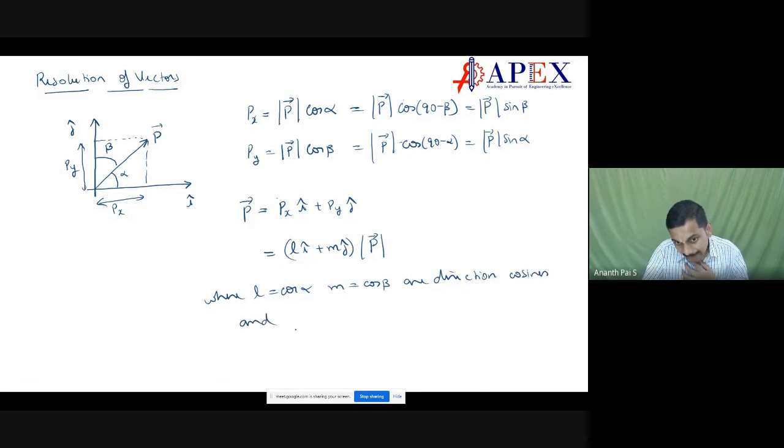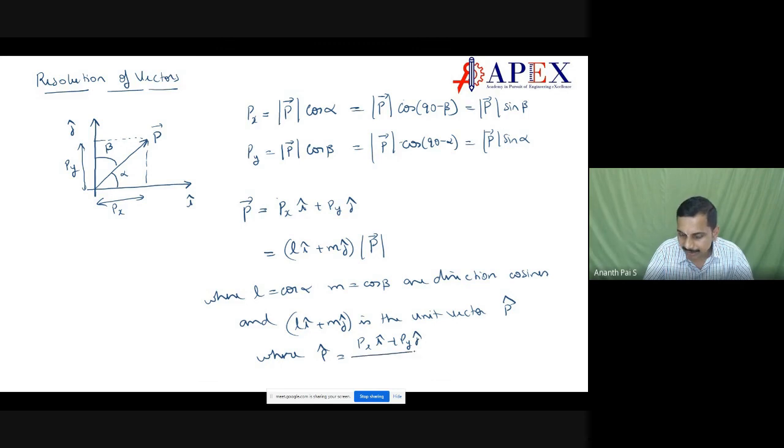and Li plus Mj is the unit vector P, where the unit vector is equal to Pxi plus Pyj divided by square root of Px square plus Py square. Make sense? Make sense, students? Write this down. Done.